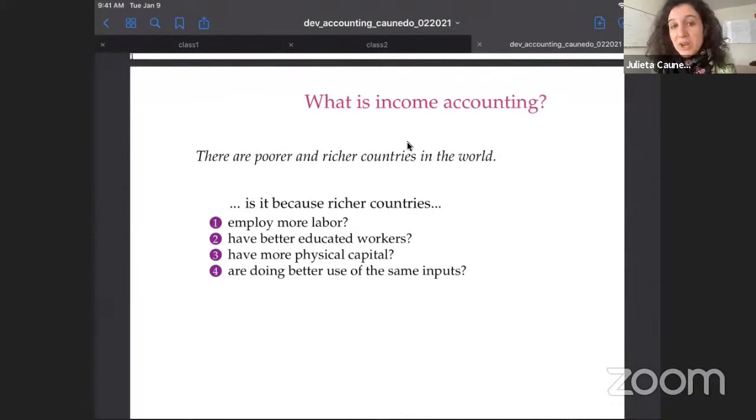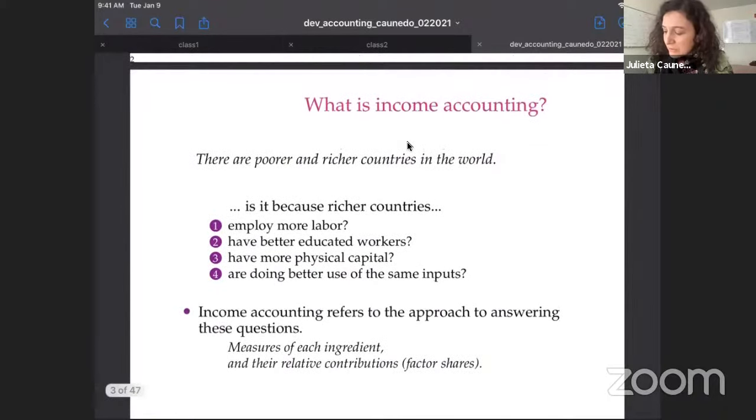We wanna know, is the reason why poor and richer countries are different that richer countries use more labor, or because they have better educated workers, or because they have more physical capital, or because the capital that they use is different altogether? Or even more important, is it because they have similar factors, workers and physical capital, but somehow they manage to make better use of those inputs? So income accounting refers to the approach to answering those questions. What we are gonna do in income accounting is measure, as best as possible, each of these ingredients.